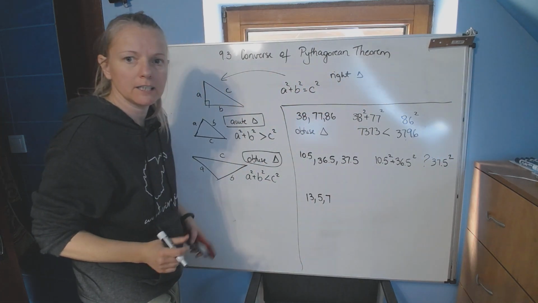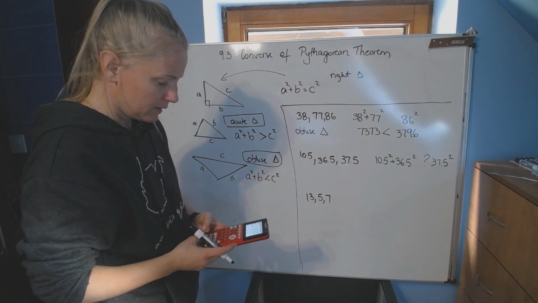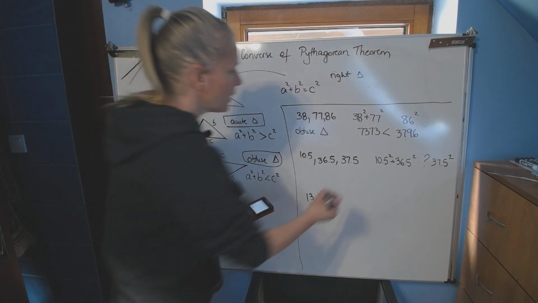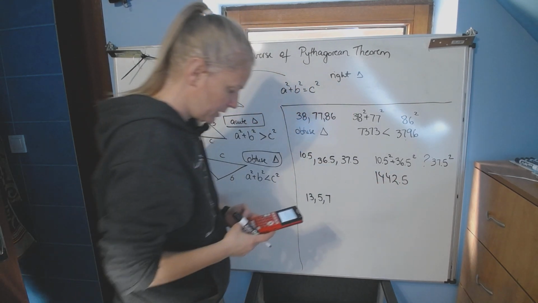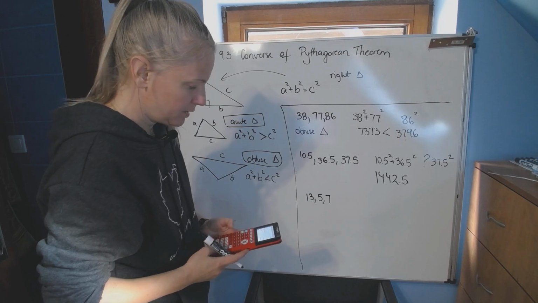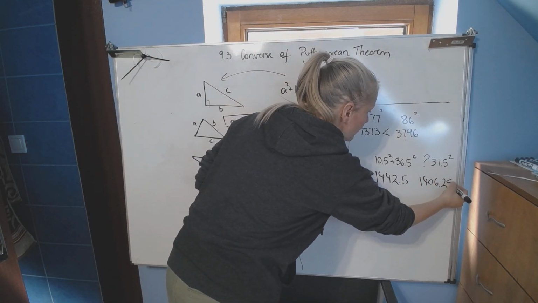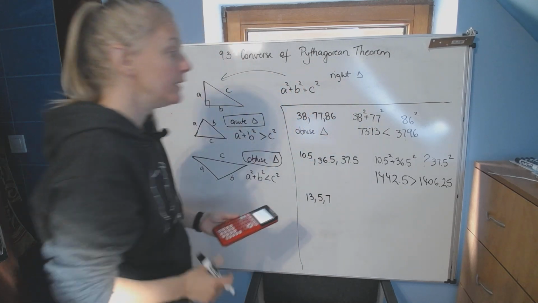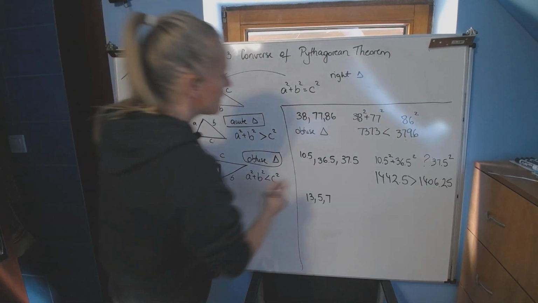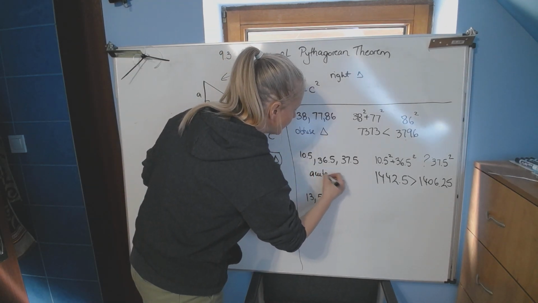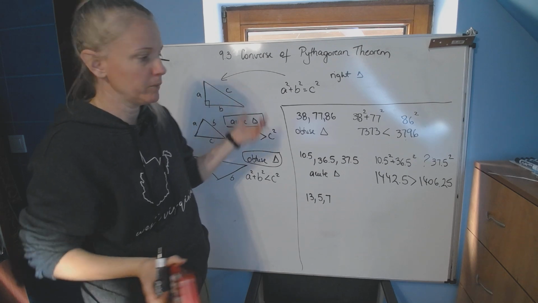Can you still see that? Yes, you can. I'm going to do the math really fast. 10.5 squared plus 36.5 squared is 1442.5. Then I'm going to do 37.5 squared: 1406.25. This is greater than that one, right? Clearly greater, which makes this an acute triangle. Remember, if they would have been equal, we already know that. That's the Pythagorean theorem. It would have been a right triangle.